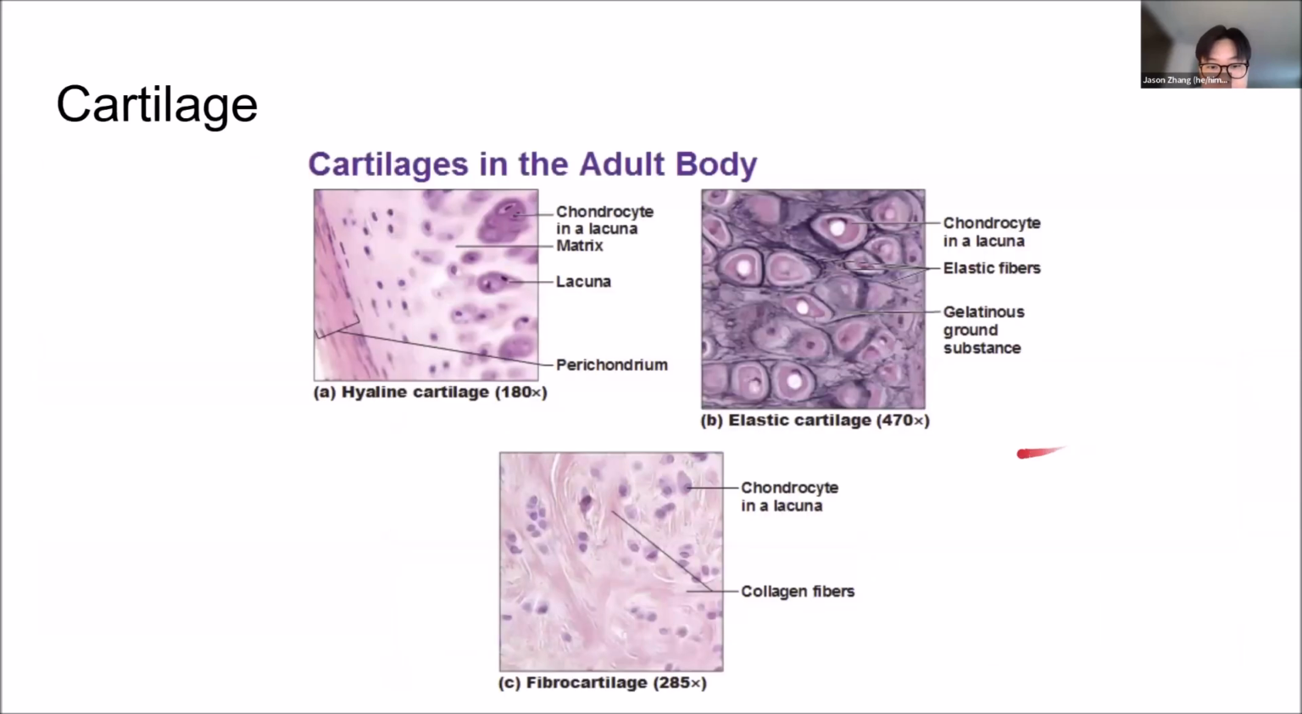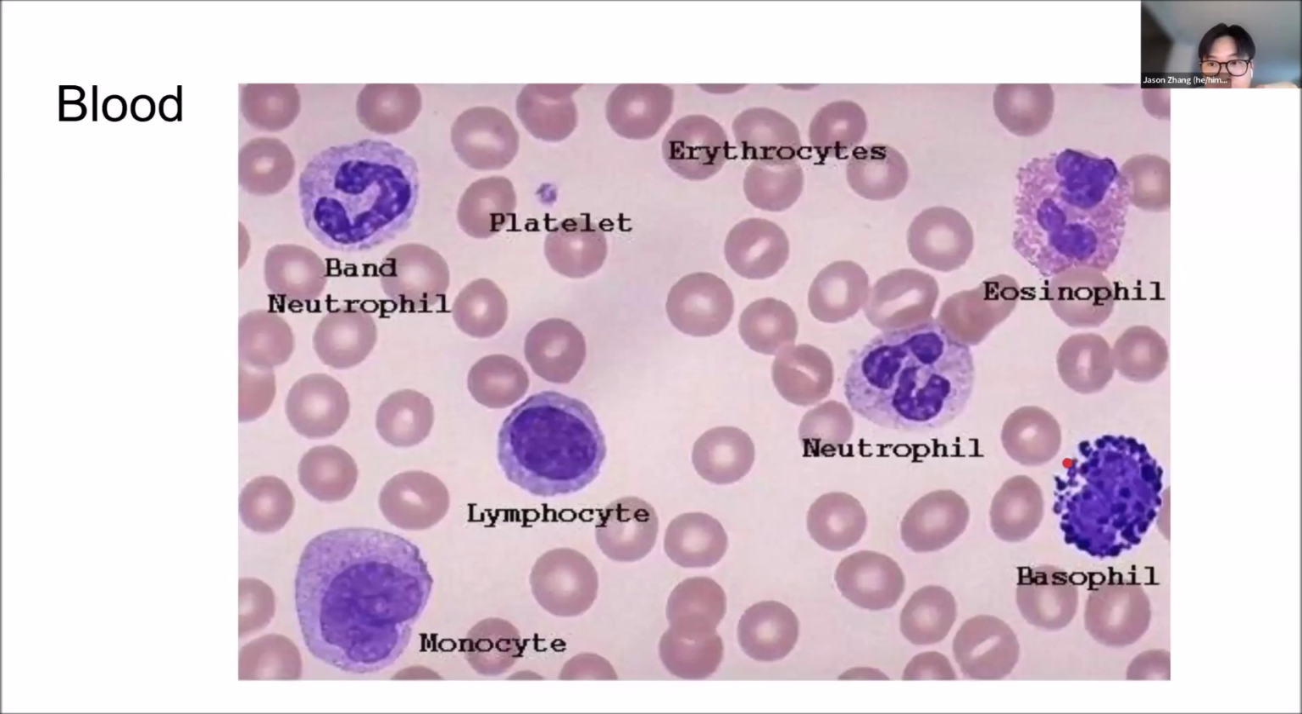And for cartilage, I think you should be generally familiar with the different types of cartilage, the hyaline, elastic fiber cartilage, and also know what parts of the body you'll be expecting to find these things. For blood, I think you guys are pretty good with identifying different blood cells, but just be able to identify different white blood cells and red blood cells from a blood smear.